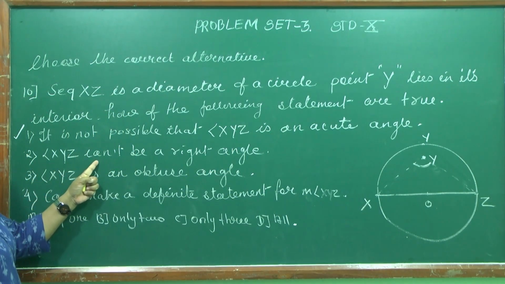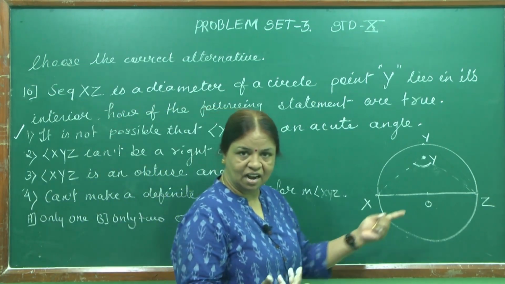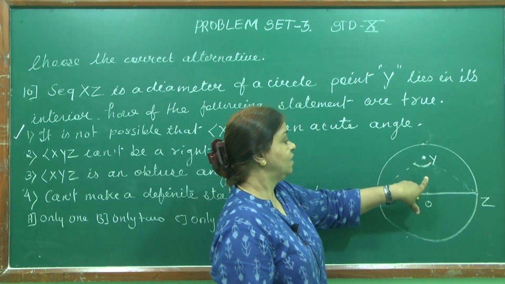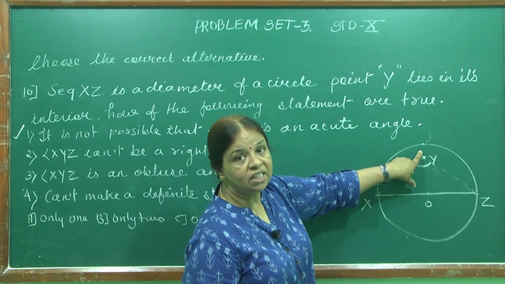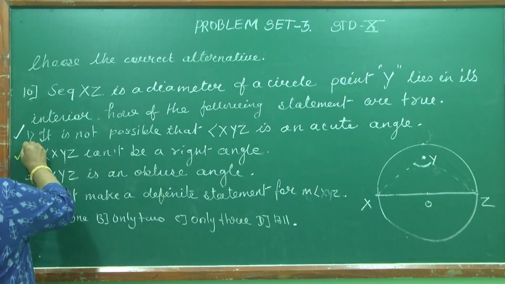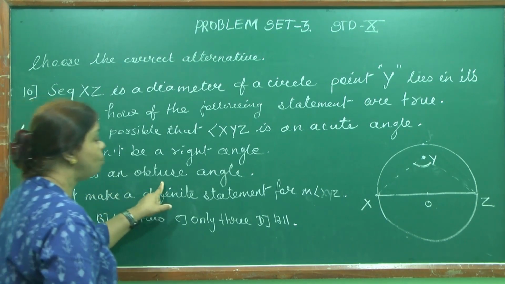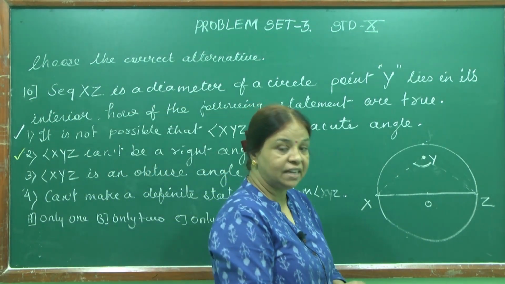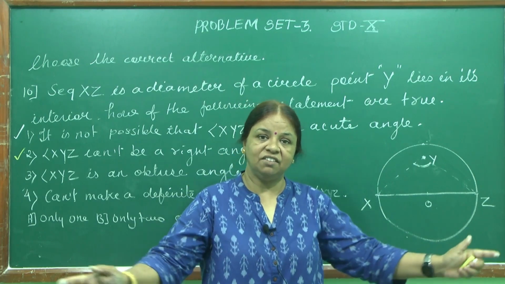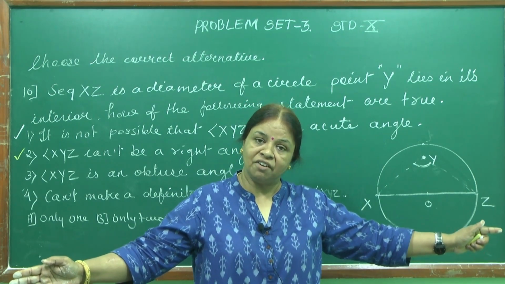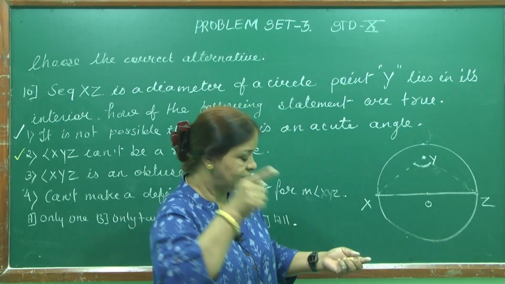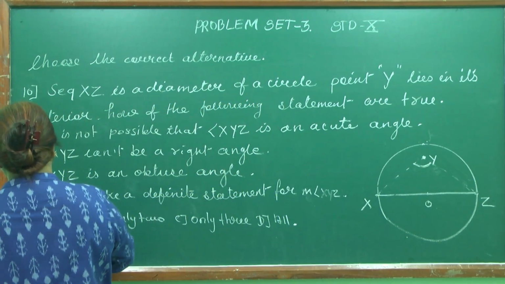Second one, angle XYZ can't be a right angle. Yes, correct, it can't be a right angle because the point is not on the circle. The point is where? In the circle. If it is on the circle, it will make 90 degrees. So this statement is also a correct statement, children. XYZ is an obtuse angle. Yes, it is an obtuse angle because as the point moves closer, both the sides keep going away from one another, and the value of the angle will increase, which will be more than 90 degrees. So this statement is also correct, children.